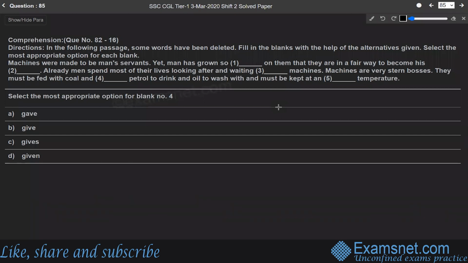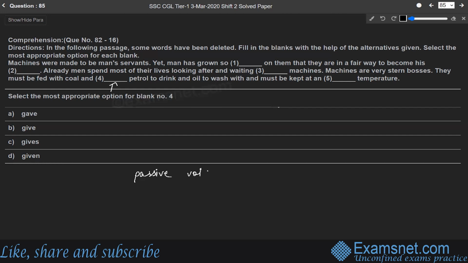Next question is question number 85, which has the same directions. And here we have to find the most appropriate option for blank fourth. So let us look at blank fourth first. It is present here. Now let us read the sentence. The sentence is they must be fed with coal and blank petrol to drink and oil to wash with. So here you can see that this sentence is in passive voice.